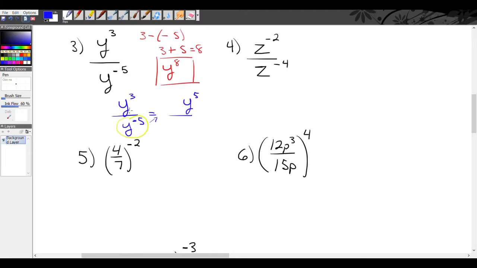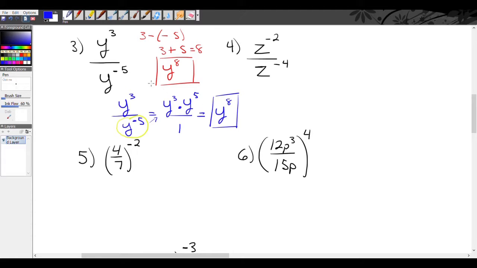Well, what about y to the 3rd? Y to the 3rd isn't moving, y to the 3rd stays. So we got y to the 3rd, and down here's a 1. And so what is y to the 3rd times y to the 5th? When you're multiplying powers that have the same base, you add the exponents together, and 3 plus 5 is 8. So we end up with y to the 8th power.